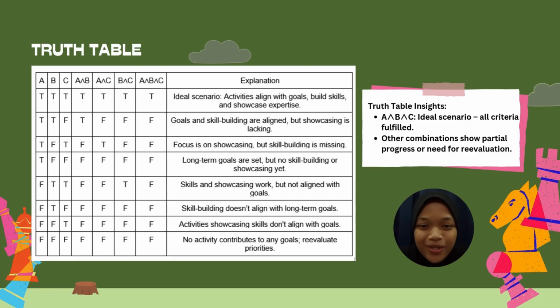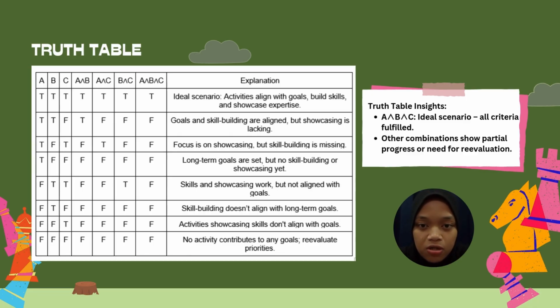This is the best case situation and should always be prioritized when possible. For other combinations, moving down the table, when goals and skill building are aligned but showcasing is missing, you are progressing, but your abilities might not be visible to others. If the focus is only on showcasing without skill building, the foundation for long-term growth is missing. Similarly, long-term goals without skill building or showcasing lack practical steps forward.